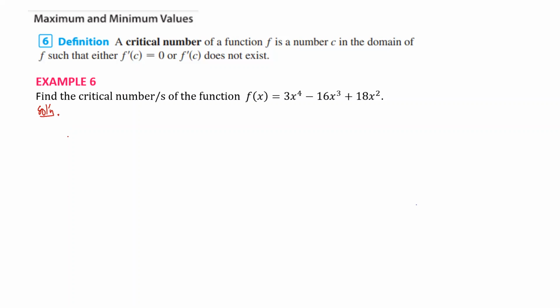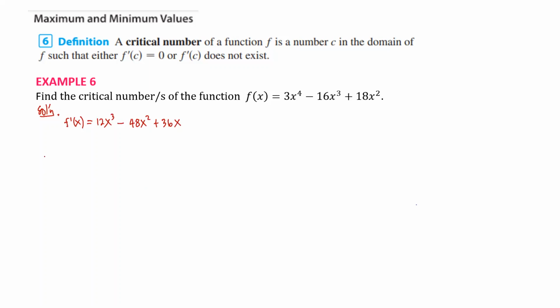Now you can actually have more than one critical number, right? And it's also possible that a function does not have a critical number. So according to the definition, to find the critical number, we need to find the derivative of the function. The derivative of your function here is 12x cubed minus 16 times 3, which is 48, x squared plus 36x. So that's the derivative.